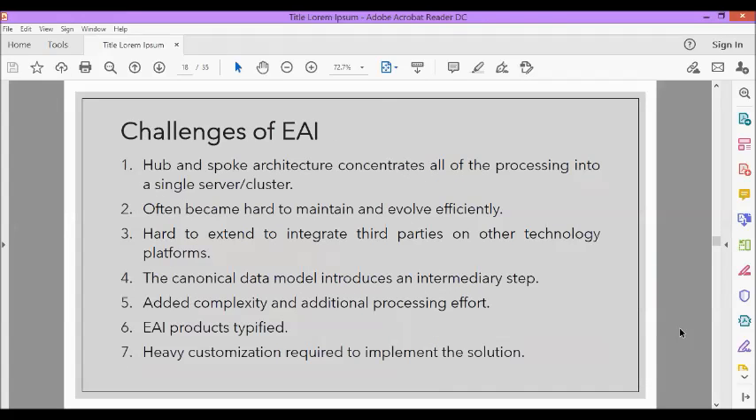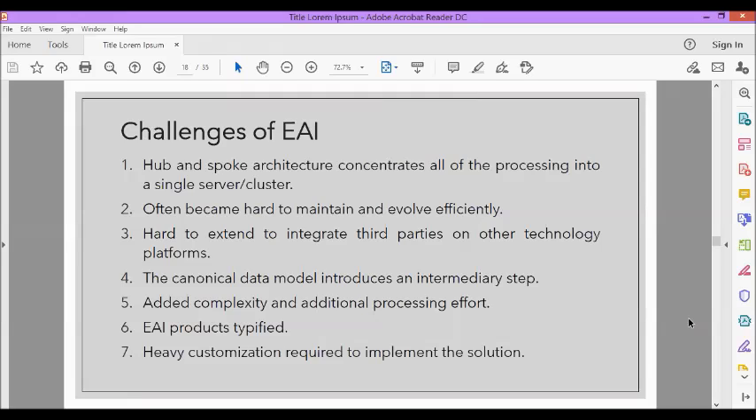Now let's proceed with the challenges of EAI. The hub and spoke architecture concentrates all of the processing into a single server or cluster. It often became hard to maintain and evolve efficiently. Third, it is hard to extend to integrate third parties on other technology platforms. Next, the canonical data model introduces an intermediary step. Next, added complexity and additional processing effort.